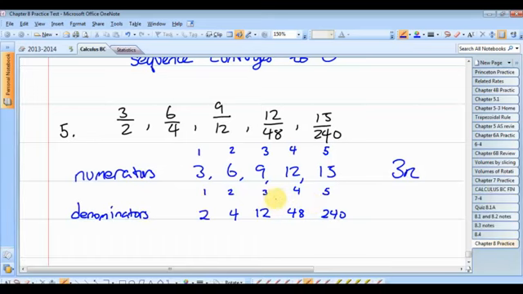Here's the problem. That method right there is good for a recursive rule. It's not good for an explicit rule. So we've got to talk. This 2 is 2. This 4 is 2 times this. This 12 is 3 times this 4. This 4 was this times this. So this 12 is 3 times 2 times 2.